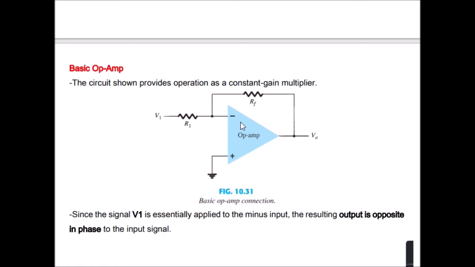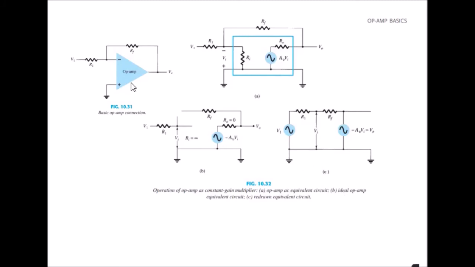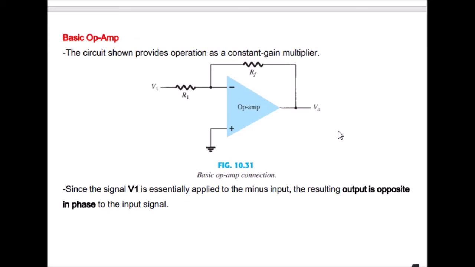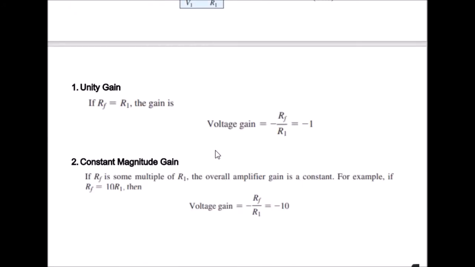Bakit po negative? Kasi nga, andito na sa inverting op-amp. Okay. Now, kung hahanapin natin ang gain for this, again, certain circuit, ang formula natin ay negative RF over R1. Okay. So, yan yung pinaka-basic.